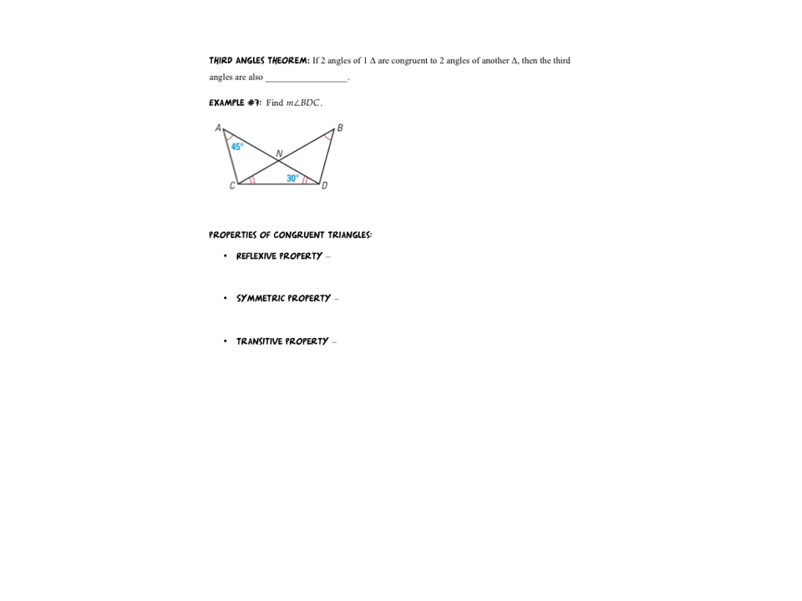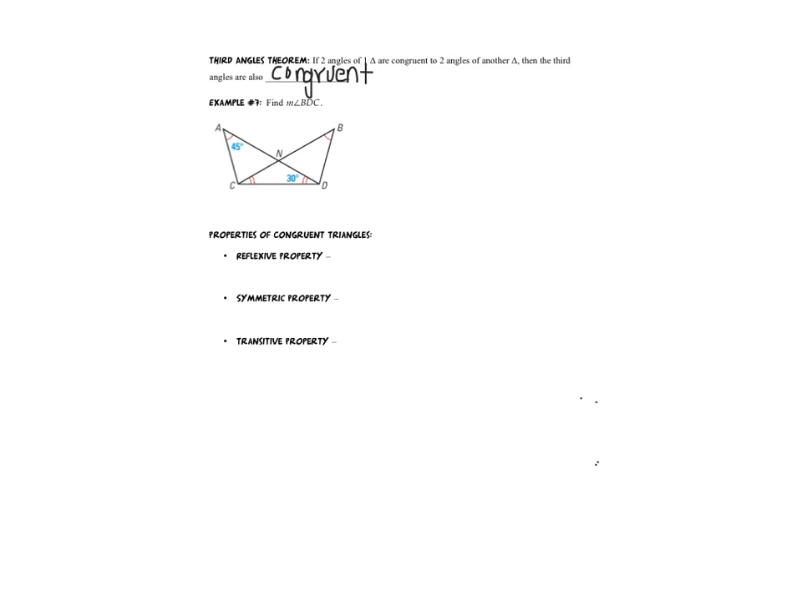All right, so now that brings us to the third angles theorem, and this says that if two angles of one triangle are congruent to two angles of another triangle, then the third angles are also congruent. They have to be, because in each triangle, they add up to 180. So if two are congruent to two in another one, the third ones by default have to be congruent to each other.